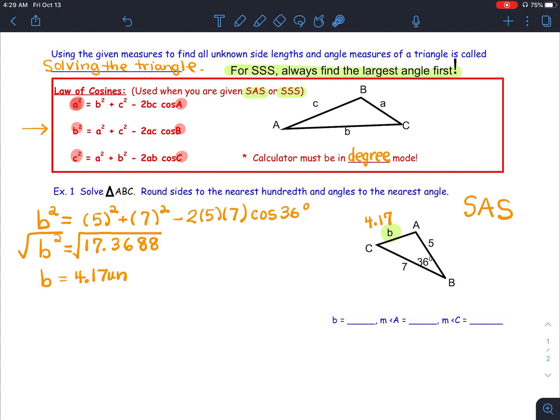This has to do with that ambiguous case that we talked about with law of sines. I know you're thinking right now, why can't we just use the law of sines now that we know an angle and a side opposite that? But we can run into some trouble if you haven't revealed the largest angle first by using the law of cosines.